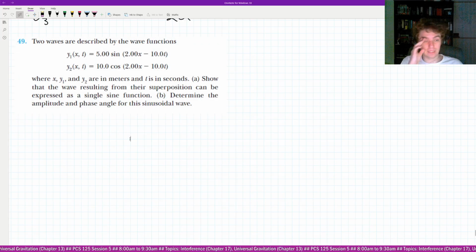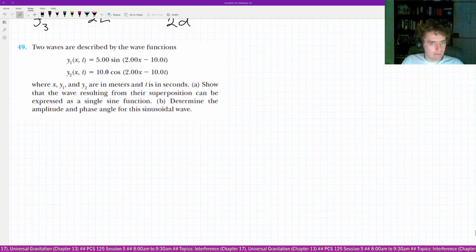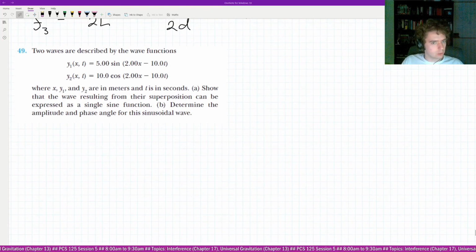Two waves are described by these wave functions, where x, y1, and y2 are in meters and t is in seconds. Show the wave resulting from their superposition can be expressed as a single sine function. Determine the amplitude and phase angle for this sinusoidal wave. Well, looks like we just do... they have a different amplitude, twice the amplitude, and a phase shift, because it's a sine and cos function.